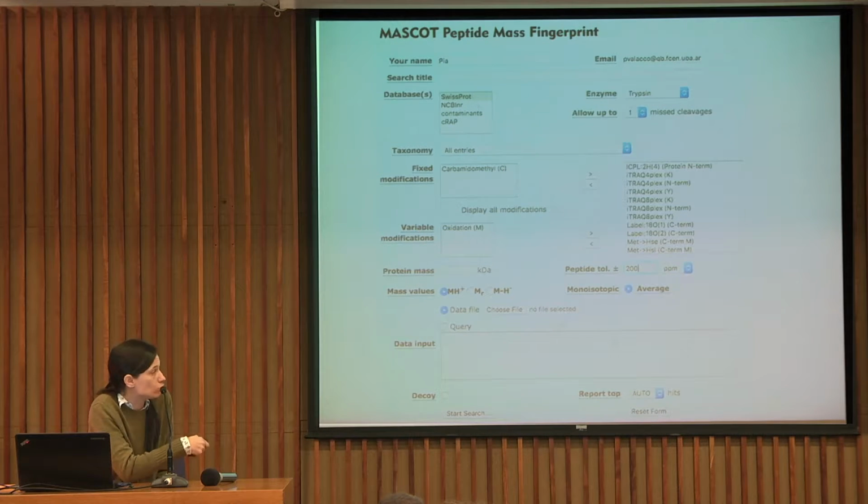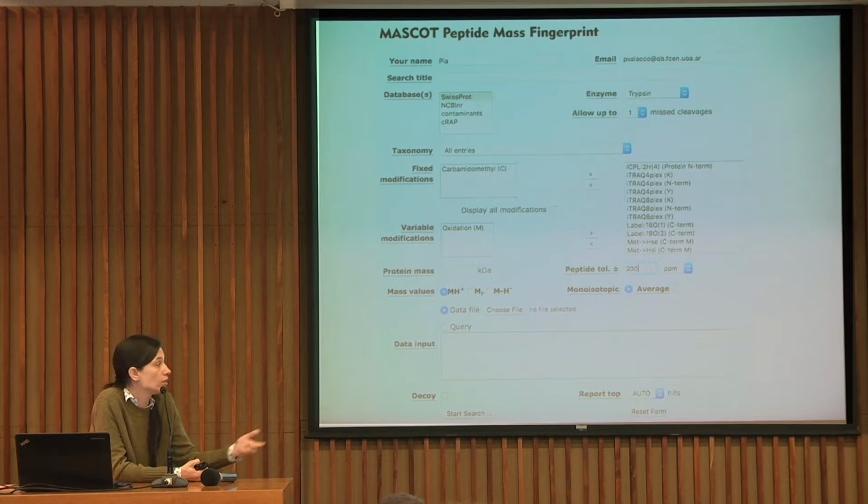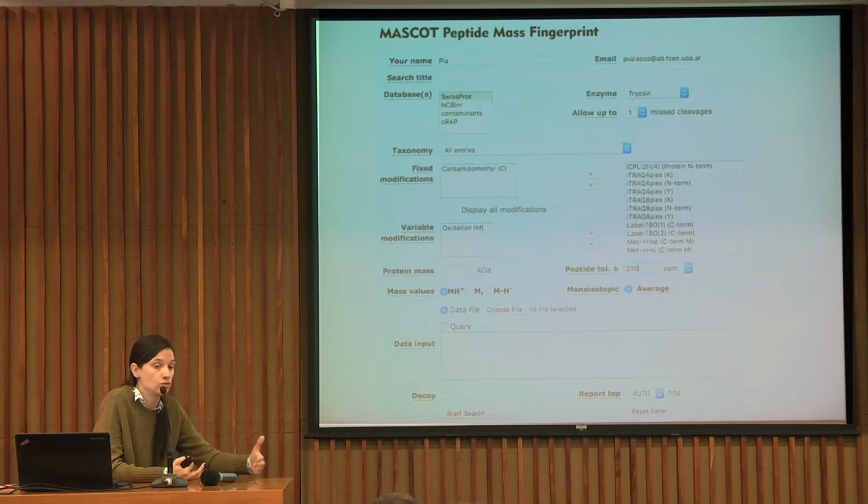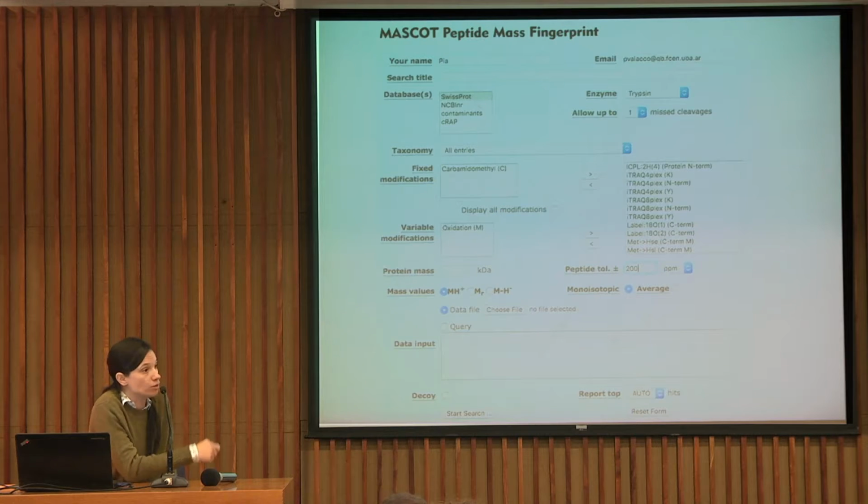Then we have to specify the variable modifications. Those are modifications that may or may not be present. For example, the oxidation of methionines, which occurs in protein samples that are stored in a test tube. So whenever it sees a methionine, it will generate actually 2 peptide masses, one with the oxidized methionine, so it's going to have a plus 16, and one without the oxidized methionine.